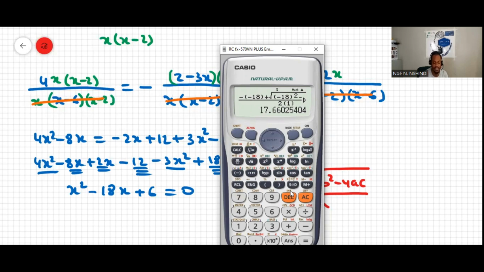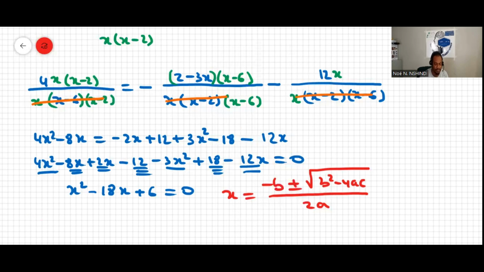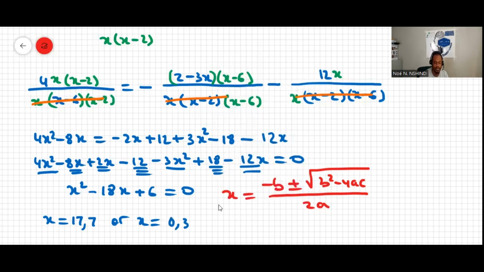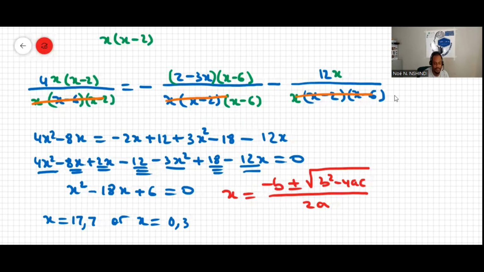We can press the calculator there. That's 17.66. That makes 17.7, okay, to one decimal place. So x equal to 17.7 with the positive, and with the negative, it will be, press the calculator there, 0.3. That's the solution. That was question G. Now we can do H.